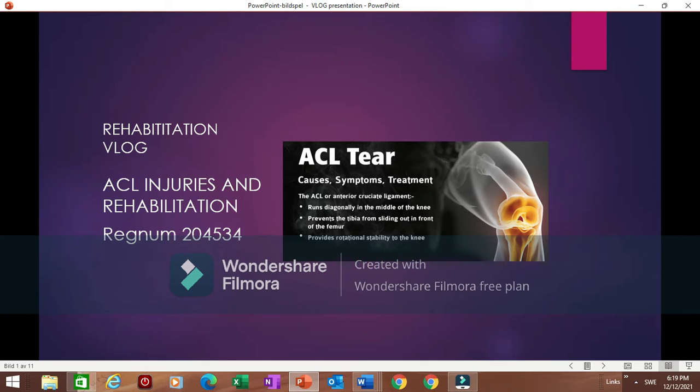My name is Batul, and in my presentation today I will explain the ACL tear: causes, symptoms, and treatment. Basically, the ACL is the anterior cruciate ligament. It's a ligament that runs diagonally in the middle of the knee. It prevents the tibia from sliding out in front of the femur and provides rotational stability to the knee.